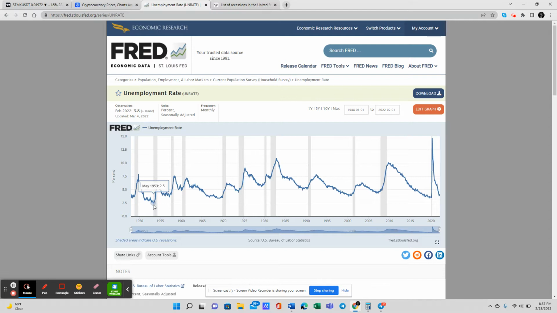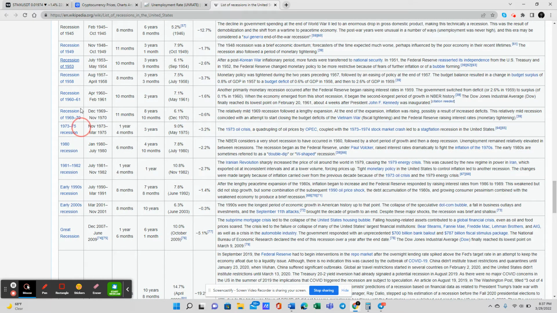May 1953, 2.5%. What do you notice? By 1954, we're at 6. It's drastic, right? Then we taper off. All right, let's go back and look.